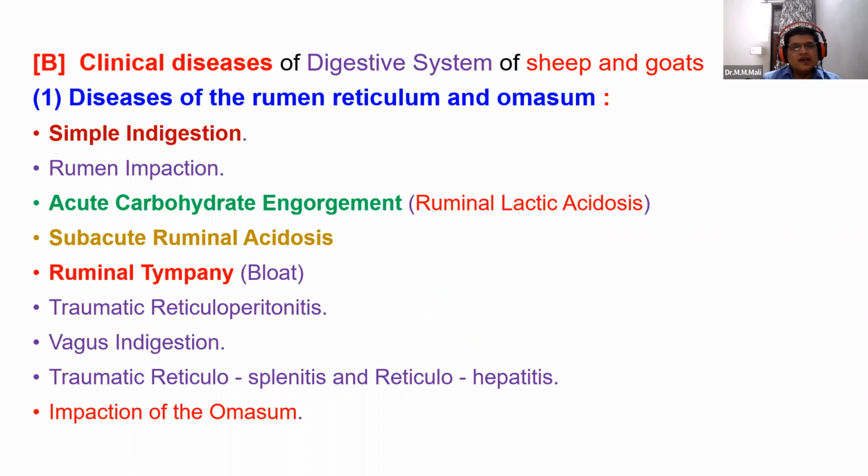Among this, the specific disease of an organ or more organs at a time cause the disturbances in the digestive system of sheep and goats. Among this, the diseases of rumen and reticulum, and it includes simple indigestion, rumen infection, ruminal lactic acidosis, subacute ruminal acidosis, ruminal tympany, traumatic reticuloperitonitis, vagus indigestion, traumatic reticulosplenitis, reticulohepatitis, impaction of omasum. So these are more or less same as for the large ruminants.